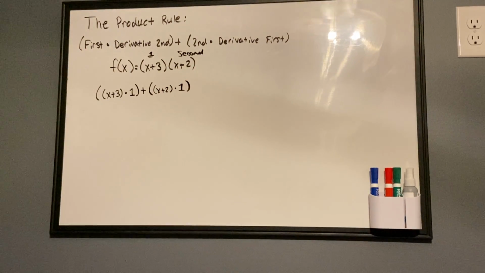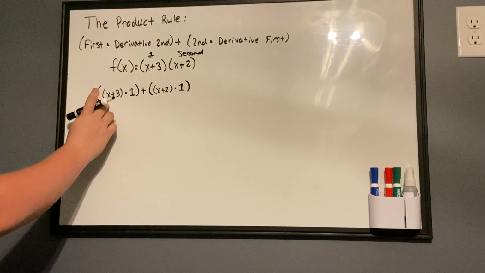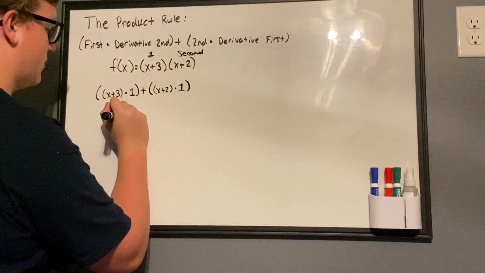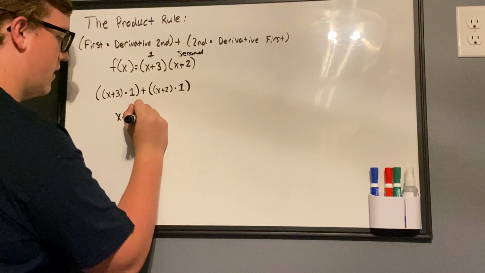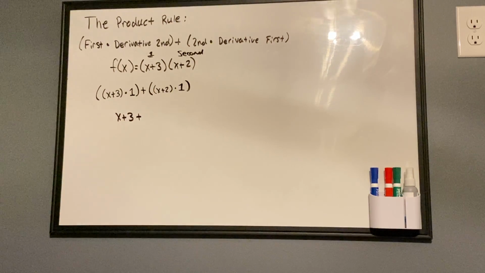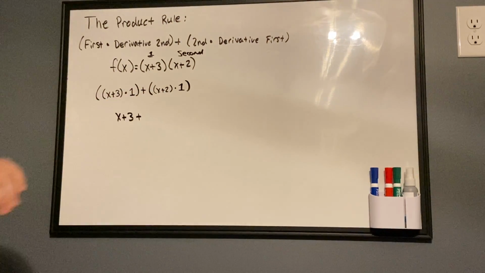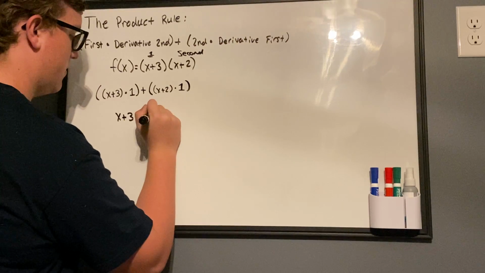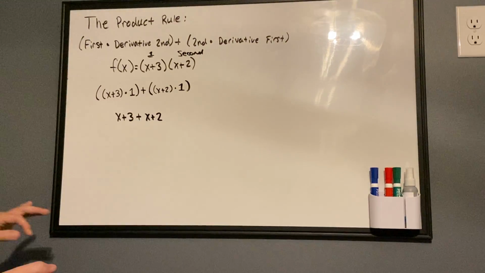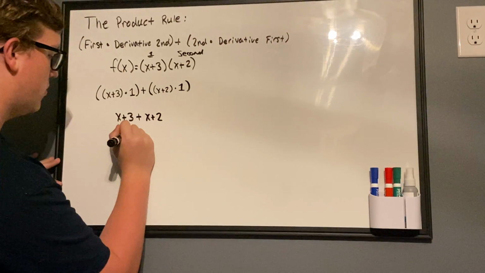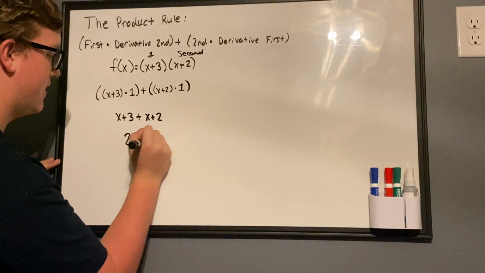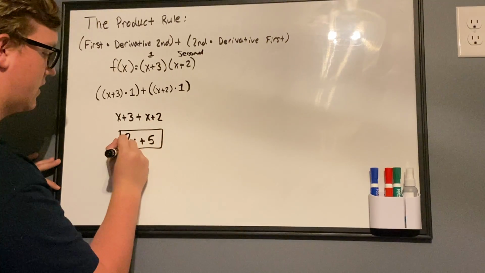Now we can go ahead and simplify this. We have x plus 3 times 1, which is just going to be x plus 3, plus x plus 2 times 1, which is just going to be x plus 2. Now we can go ahead and combine our like terms. We get 2x plus 5. That is our derivative using the product rule.